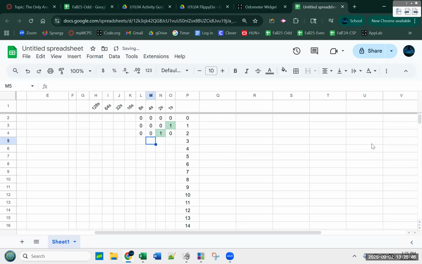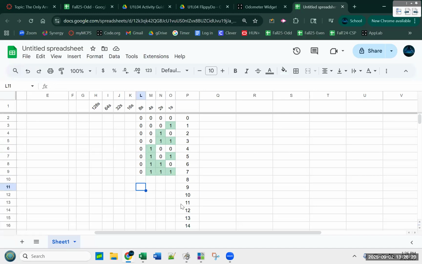How do you get to 3 using only 8, 4, 2, and 1? 3 is a 2 plus a 1. How do you get to 4? I just need a single 4 to get to 4. How do I get to 5? Well, a 5 is a 4 and a 1. 6 is a 4 and a 2. 7 is a 4, a 2, and a 1. Okay? You're adding, you want to use some combination of 1, 2, 4, and 8 that add up to that number.